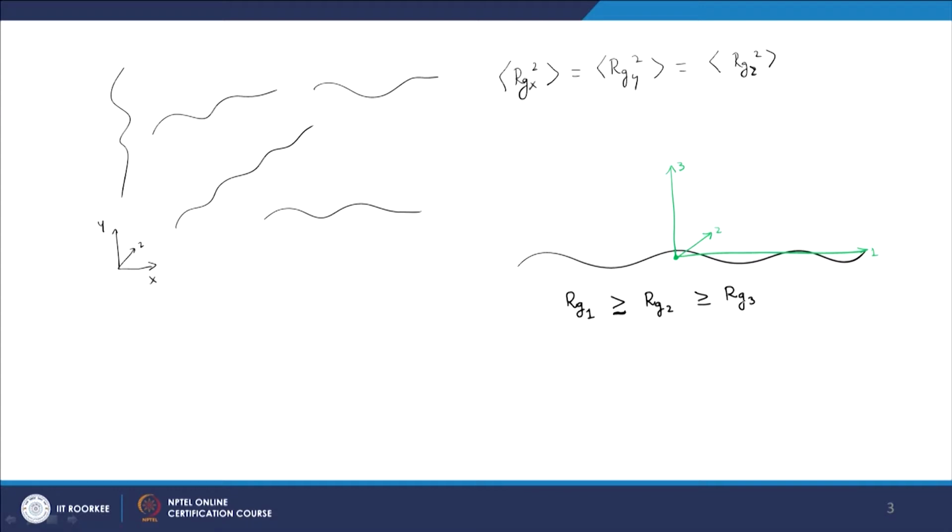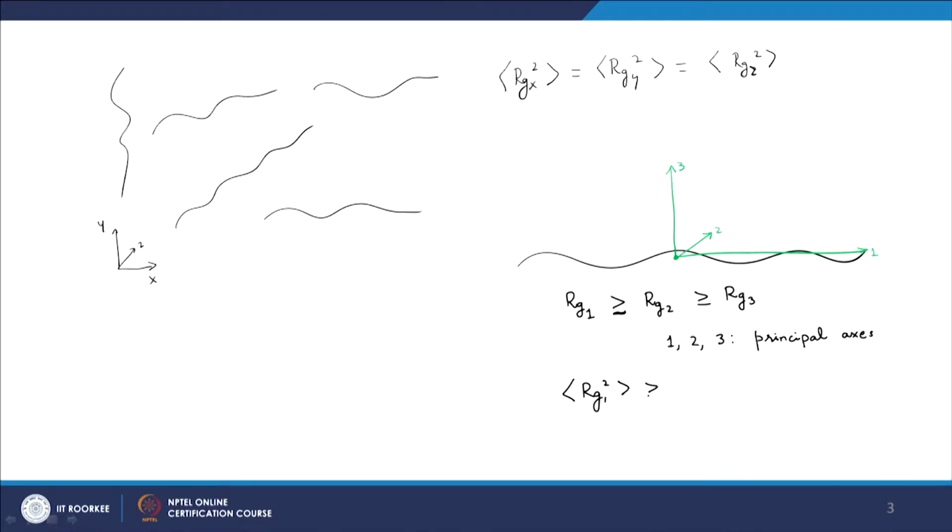If I am doing this in this particular way, 1, 2, 3 are referred to as the principal axes, and the principal axes are also named major and minor axes. This coordinate frame will move as the chain takes different orientations. So, 1 is always along the most elongated dimension. In that sense, if I take an ensemble average, the ensemble average of R G 1 square must be greater than or equal to that of R G 2 square, which must be greater than or equal to the ensemble average of R G 3 square.